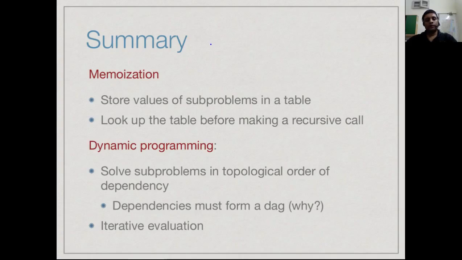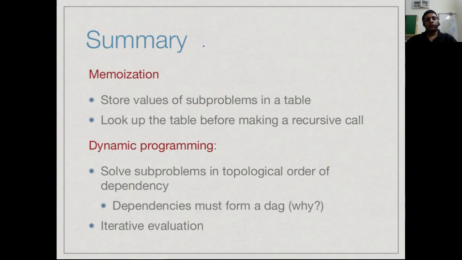So to summarize, we have seen two strategies to make recursive computations of inductive functions more efficient. The first is memoization. What memoization does is whenever it computes the value of the function on a subproblem, it puts it into a table. And before it calls the function recursively to compute a value, it will look up the table to see if this value has already been computed. So the same computation never happens twice.